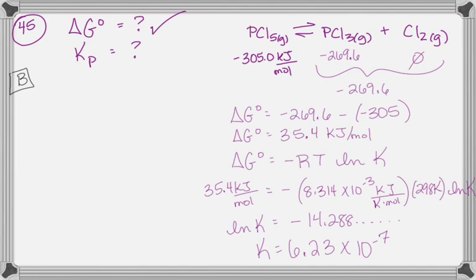Let me do that. So here's B. B says calculate the delta G and it gives you partial pressures, okay? Why does it give you the partial pressures? Because you're using those to calculate a Q. Q stands for reaction quotient. How do you calculate a Q? Products over reactants raised to the power of the coefficient, just like K eq.